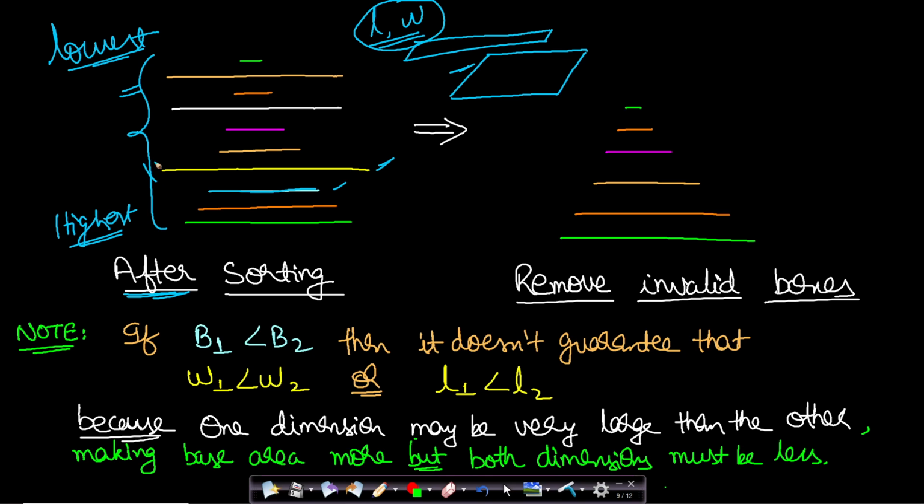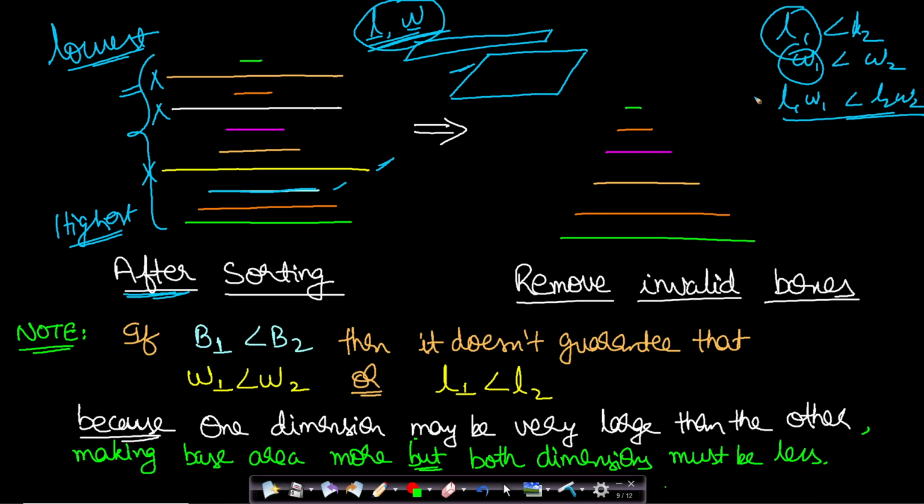So we will be removing all those boxes which cannot be stacked one on top of the other in order to form a pyramid. A pyramid should be strictly decreasing, both in terms of area as well as in terms of L and W. If L1 is less than L2 and W1 is less than W2, then obviously L1 W1 will be less than L2 W2. So we don't need to check the area, we just need to check L1 and W1. We will be removing these unnecessary boxes, and after skipping these boxes we will be forming the highest pyramid which will be possible.